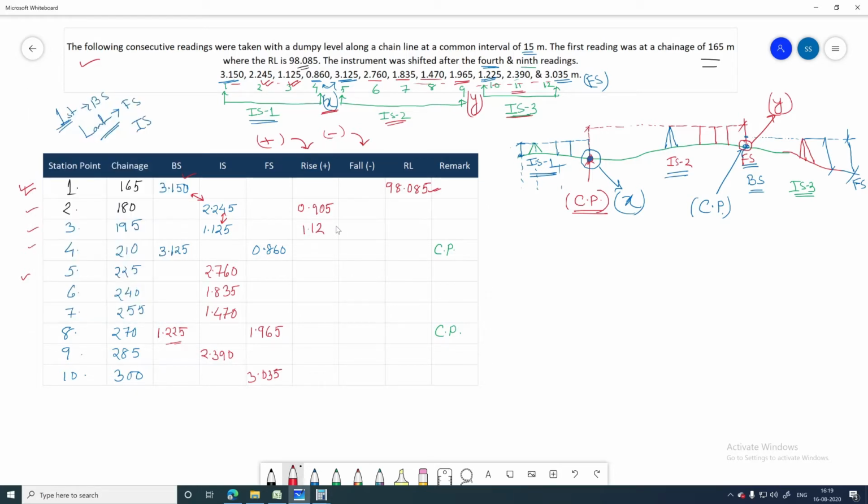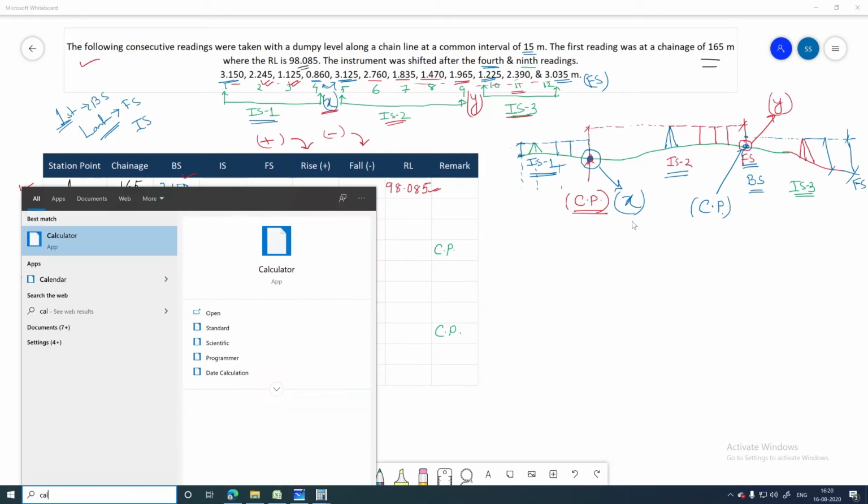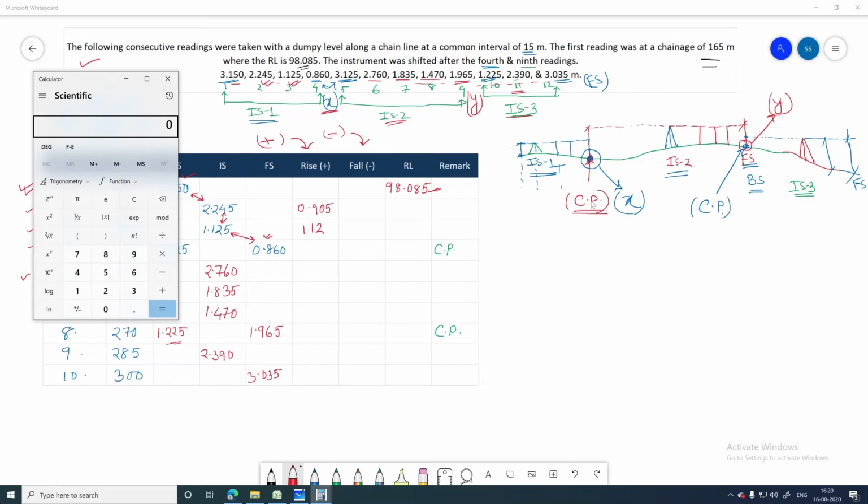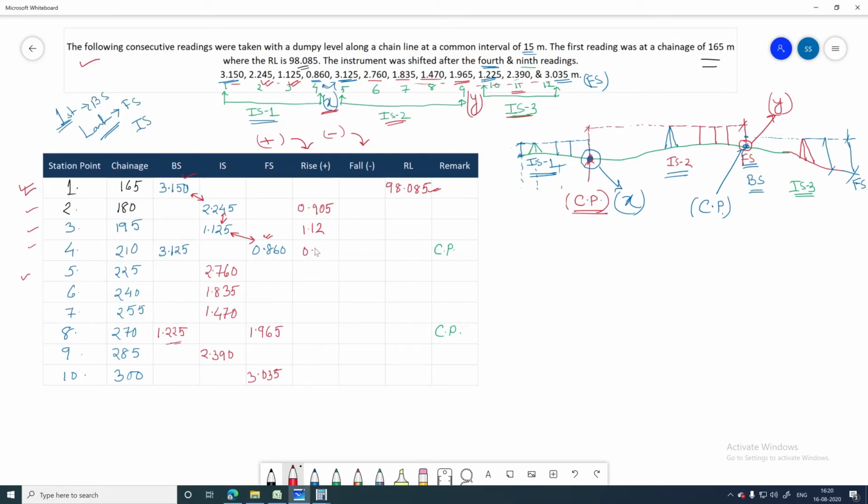Then what will be the difference of, this is the third reading, right, 1.125. So the fourth reading is 0.860. So this is the fourth reading. So make the difference of these two values. So it is 1.125 minus 0.860. So that is also positive, and the value is 0.265. So put here 0.265. Okay, now up to this reading we have completed.